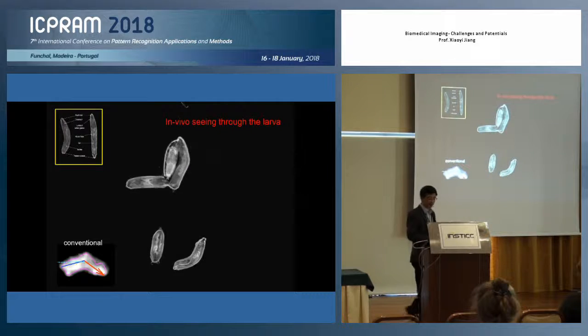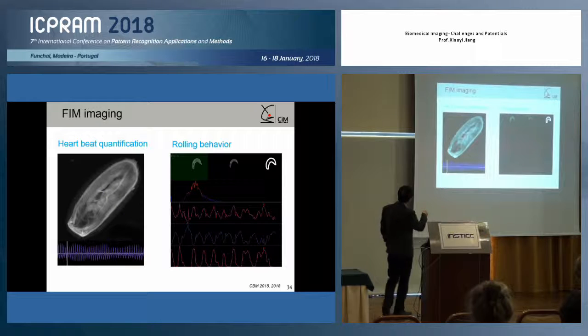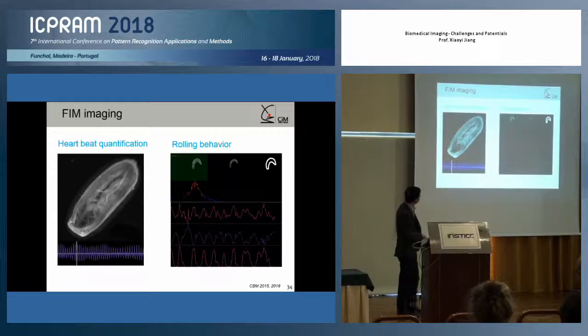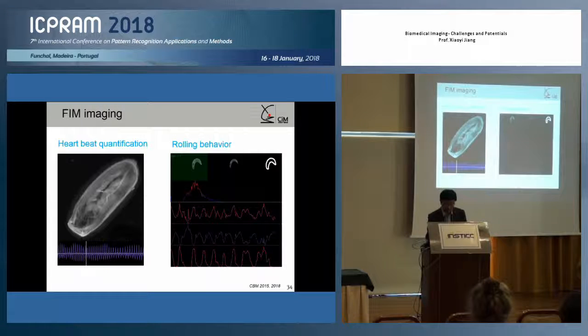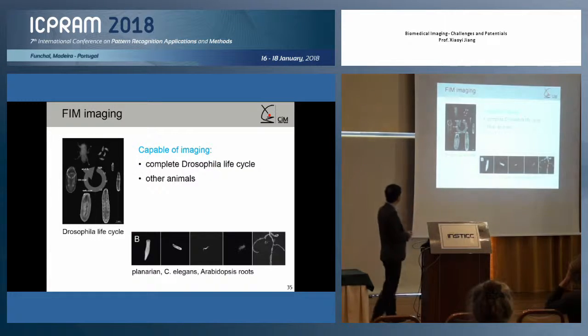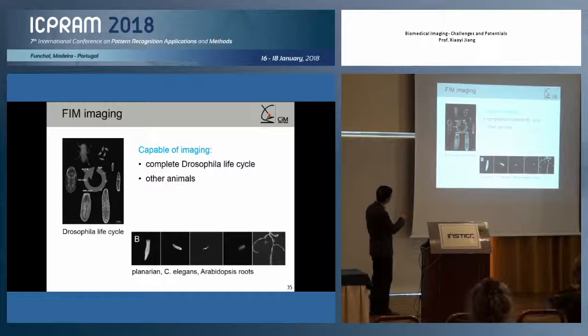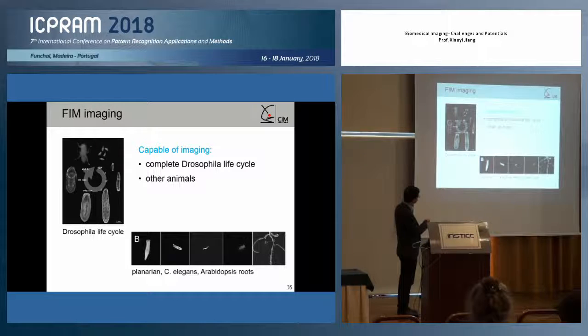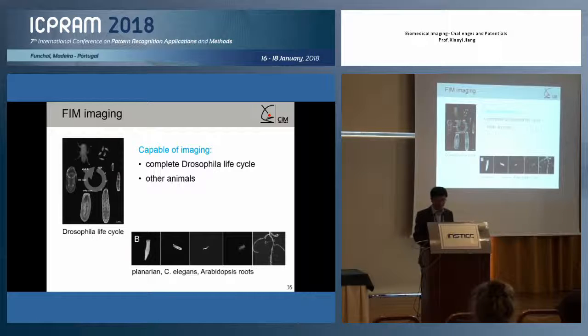And this enables us to do investigations like studying the heartbeat pattern and the so-called rolling behavior on the right side. And for me, this behavior is totally not interesting. But for biologists, this is extremely interesting. Yeah? And we are also able to deal with the different stages of the life cycle. And interestingly, we can also work with other objects, like here, planaria, C. elegans. All these larvae, fruit flies, and planaria, or C. elegans, they are the study objects in biology.